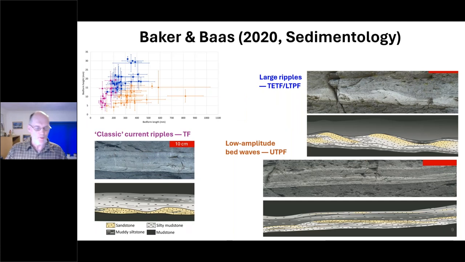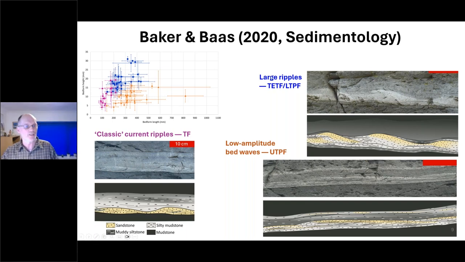Now, I work in the distal part of the basin, building on work published in 2020 by Megan Baker. She described different types of bedforms and linked these bedforms to specific flow types. So she found the classic sandy current ripples, which she attributed to turbulent flows, essentially turbidity currents.